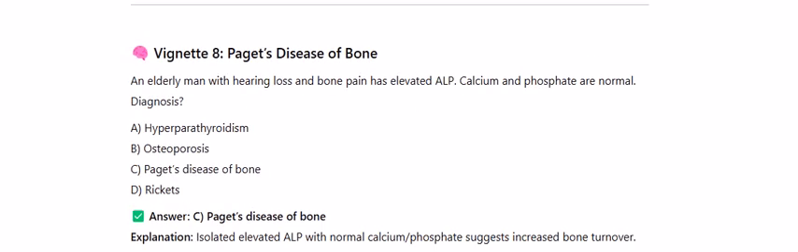Vignette 8: Paget's disease of bone. An elderly man with hearing loss and bone pain has elevated ALP. Calcium and phosphate are normal. Diagnosis: A. Hyperparathyroidism, B. Osteoporosis, C. Paget's disease of bone, D. Rickets. Answer C. Paget's disease of bone. Explanation: Isolated elevated ALP with normal calcium and phosphate suggests increased bone turnover.